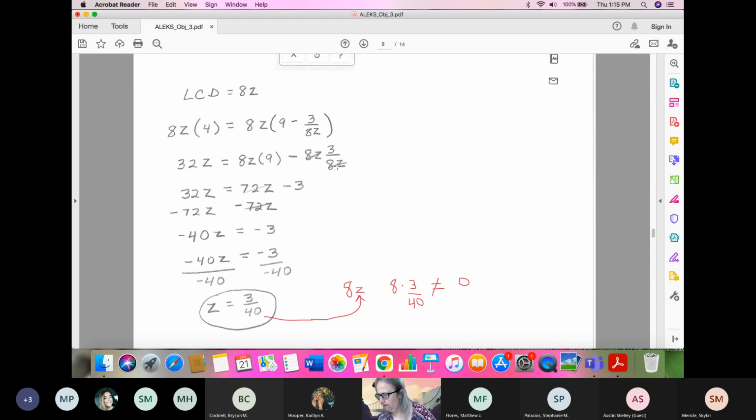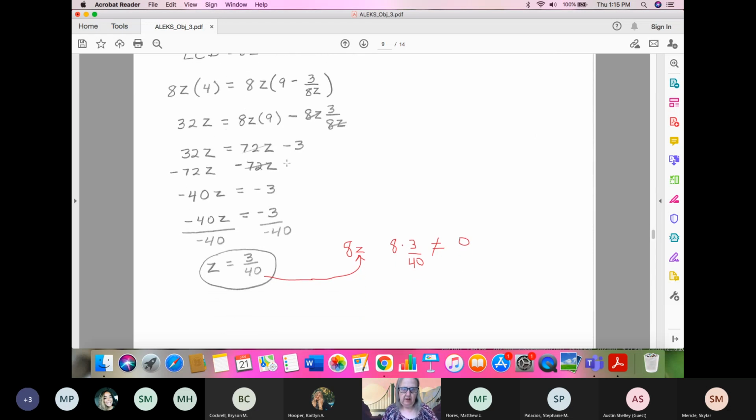So the next step, number 4, solve that equation. It's up to you how you want to solve this equation. We've got 72z here. The opposite of adding is subtracting. So let's subtract 72z from both sides. 32 minus 72 gives us negative 40, and in particular, negative 40z. Over here, we're just left with a negative 3.